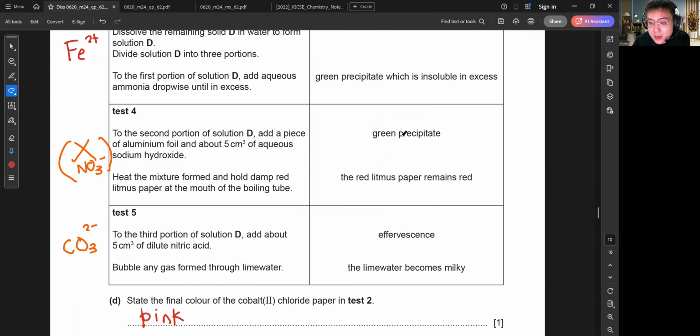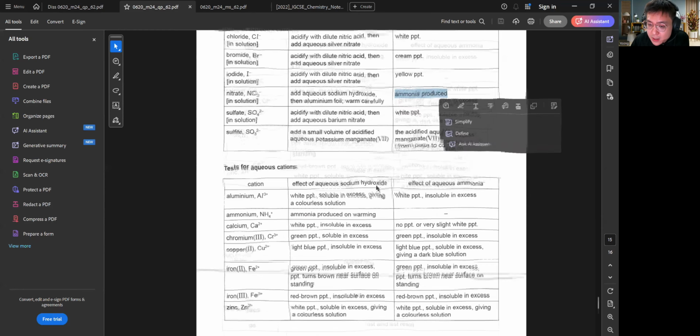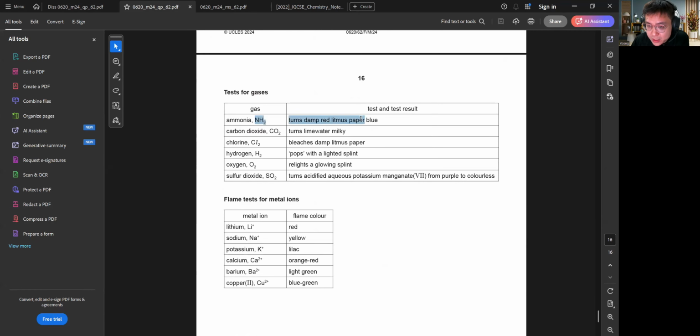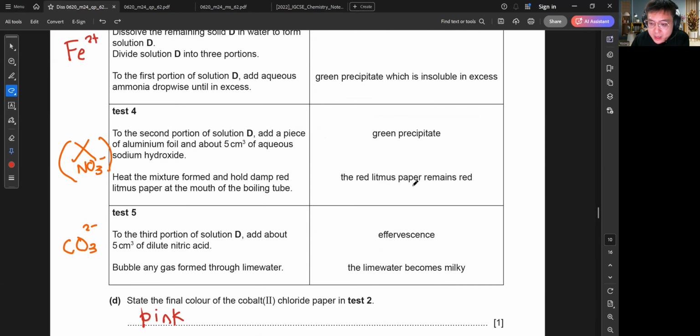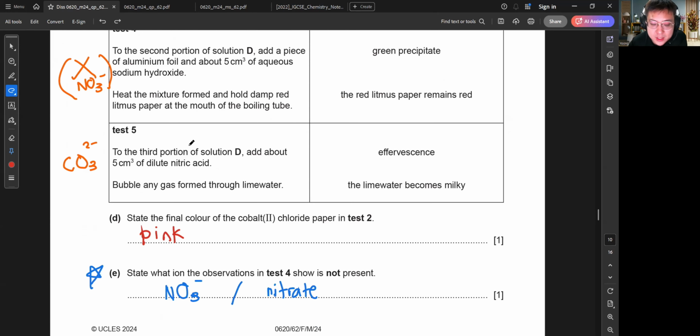But let's look here. Yes, there is a precipitate, but it says the red litmus paper remains red. So you see here, if we get ammonia from this one, what the ammonia should do is turn the red litmus paper blue. But it says it remains red, so therefore there is no nitrate. This test is proof that there is no nitrate. Let's move on to test 5.